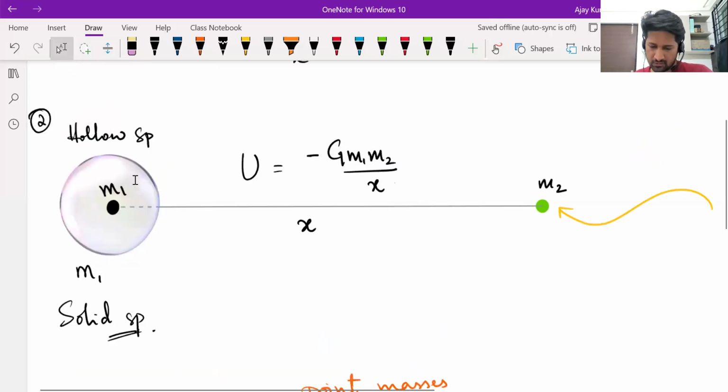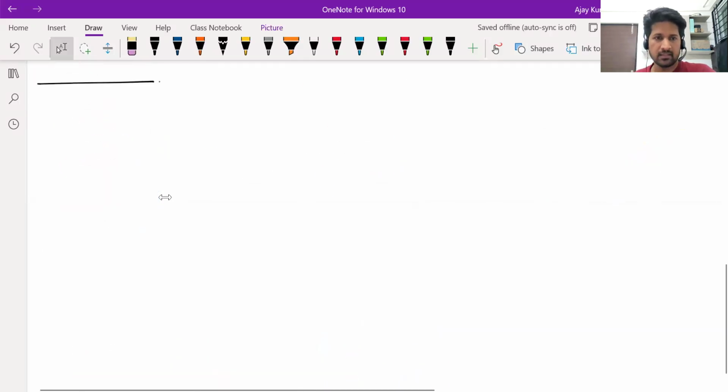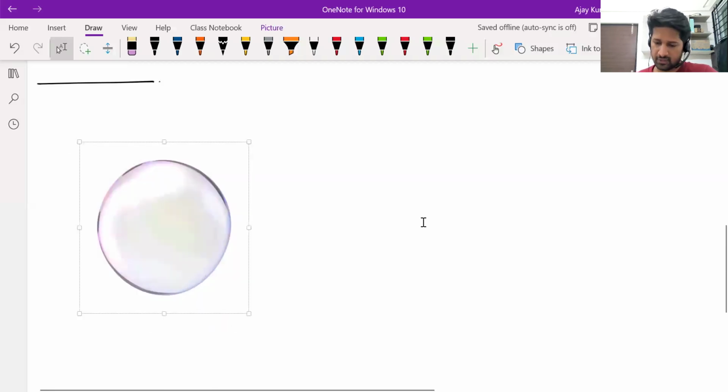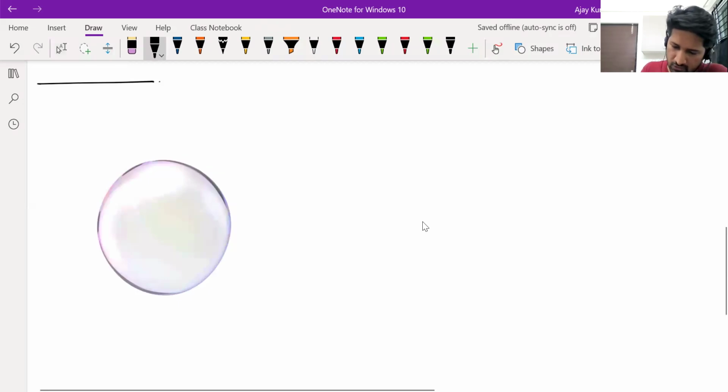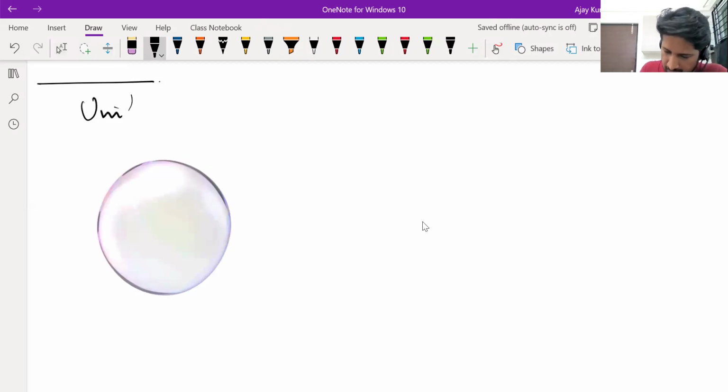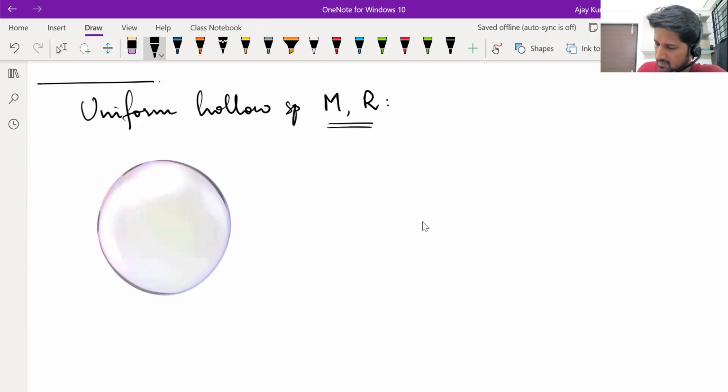Now consider a situation like this. Suppose you want to find the gravitational potential energy involving a hollow sphere. Let's consider it as a uniform hollow sphere. Assume its mass is capital M and its radius is capital R.